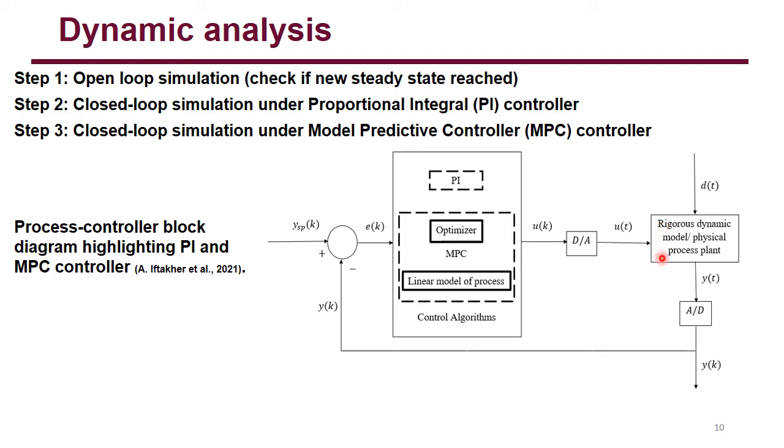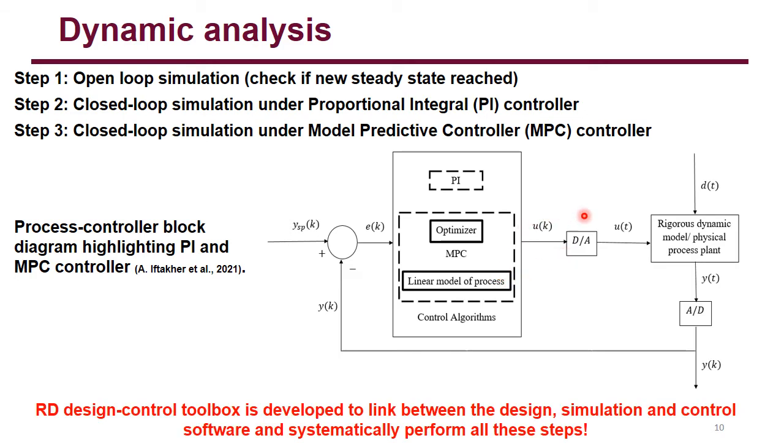Here the rigorous dynamic model is derived based on the driving force, and it experiences an external disturbance. Under the process offset, the error is sent to the controller. There can be two different kinds of controller. For the MPC, we provide the linear model of the process. The controller gives an output to the valve, and the process is adjusted accordingly.